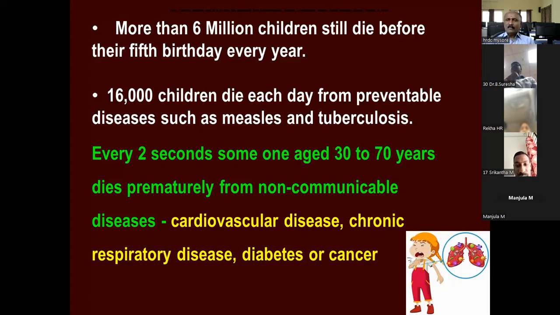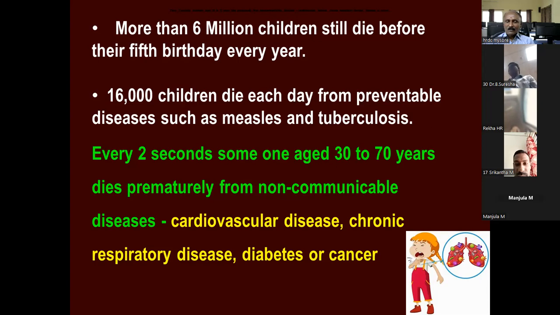There are many diseases which can be prevented, that spread through the air due to contaminants, for example, tuberculosis and diseases like measles, etc. Because of these things, 16,000 children die each day from such types of diseases.